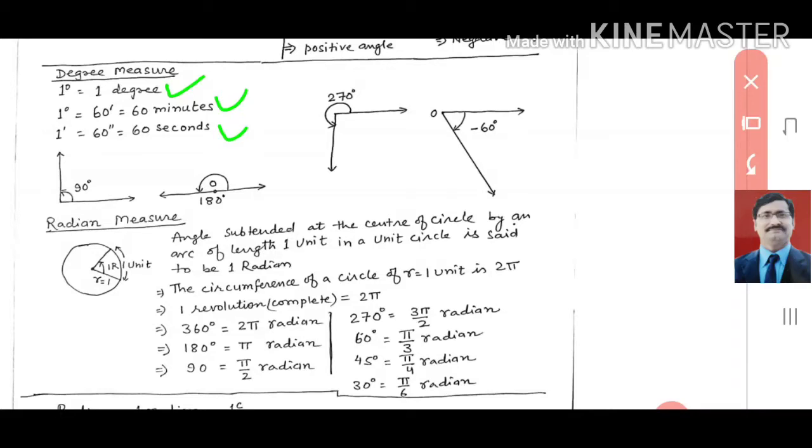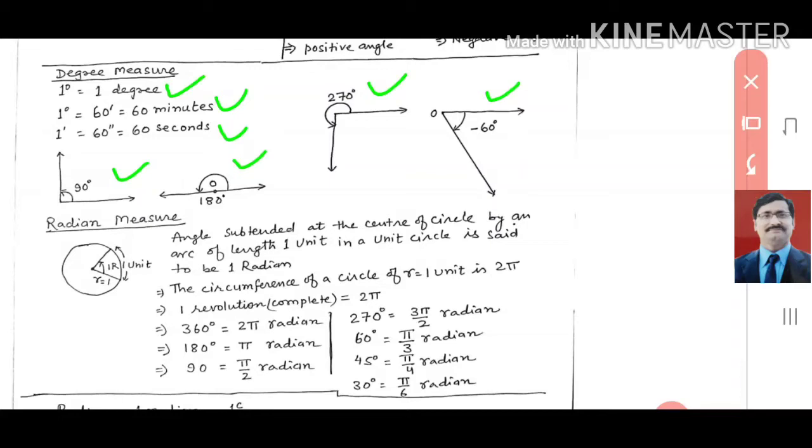Look here, you can check these angles. Standard angles are: this is a 90 degree angle, a positive angle, this is a 180 degree angle, this is a 270 degree angle, and this is a minus 60 degree angle. So you can identify these angles, these are standard angles. So look here, you have to notice these angles.